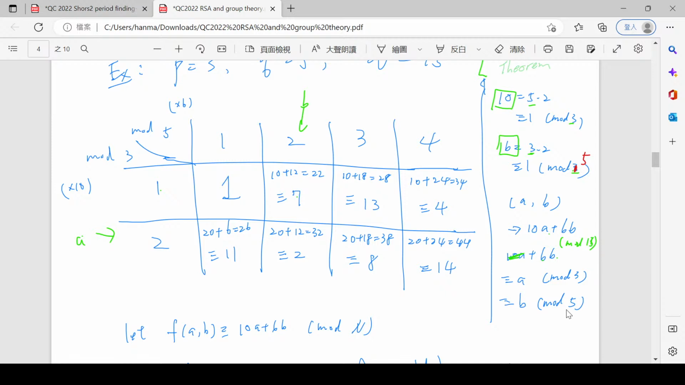So you see that if you calculate this in the whole integers, you calculate 10 times A plus 6 times B, and take it mod 15, then this number will be equal to A when you mod 3 and equal to B when you mod 5. Yeah, so that's very cool.